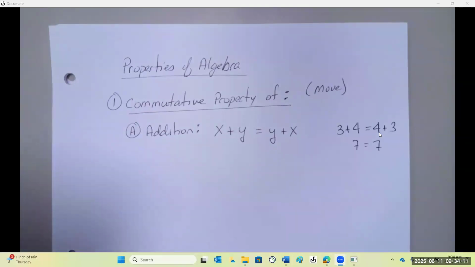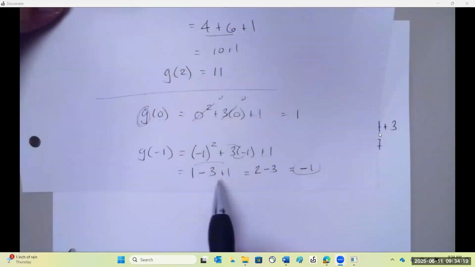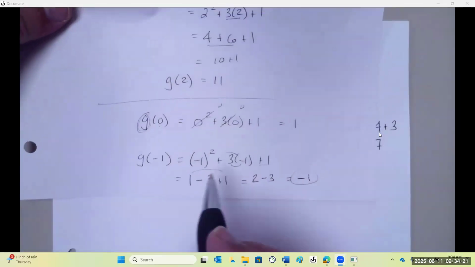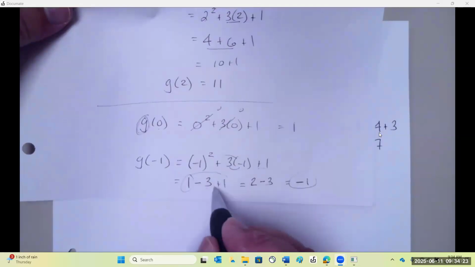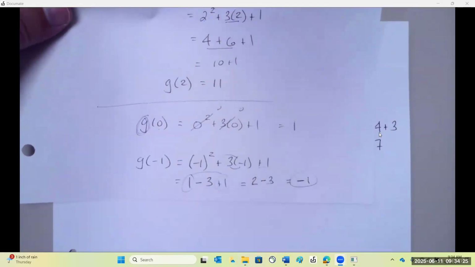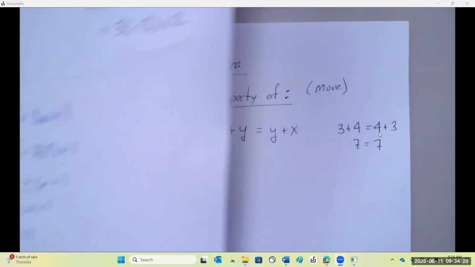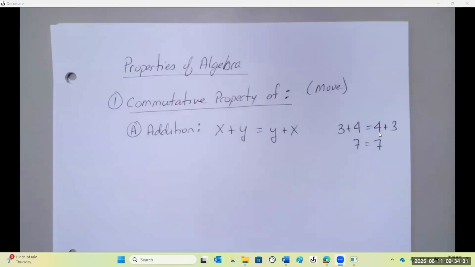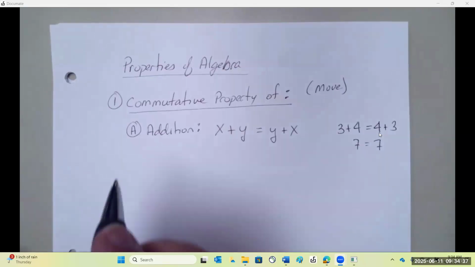Who did I move? Anyway, I'm moving them around somewhere. Oh, this one here. Since I have this one and I have this one, I can put those together. 1 plus 1 is 2. That's the commutative property. You can't do anything in math unless there's a rule that says you can do it. Okay, so that's the first one.